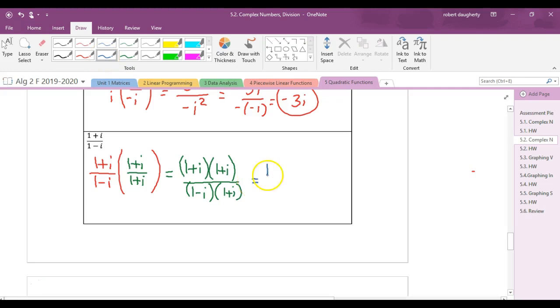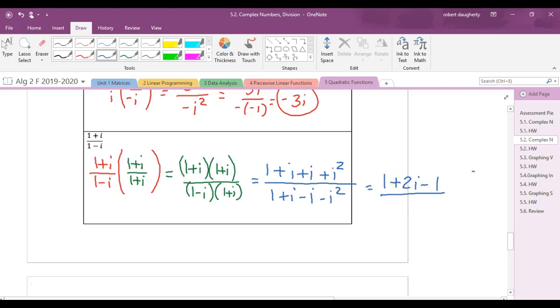So what do I get in the top when I FOIL this? First terms give me 1. The outside terms give me plus i plus i plus i squared. And then on the bottom, you multiply the first terms, you get a 1. The outside terms, you get i minus i squared. And now it's just a matter of simplifying. This is 1 plus 2i, and then i squared is what? Negative 1.